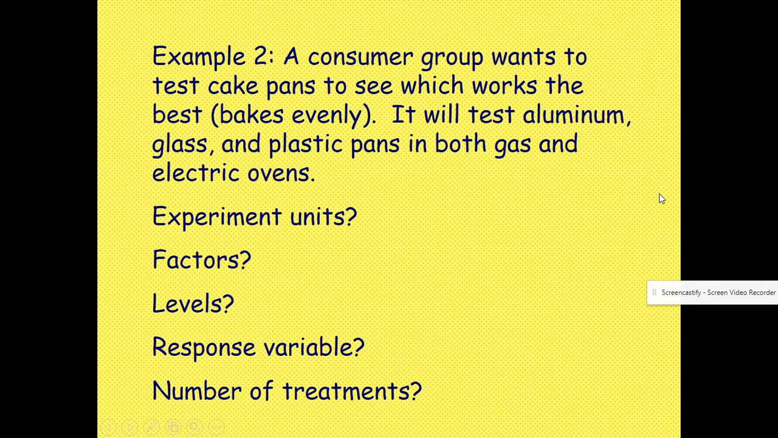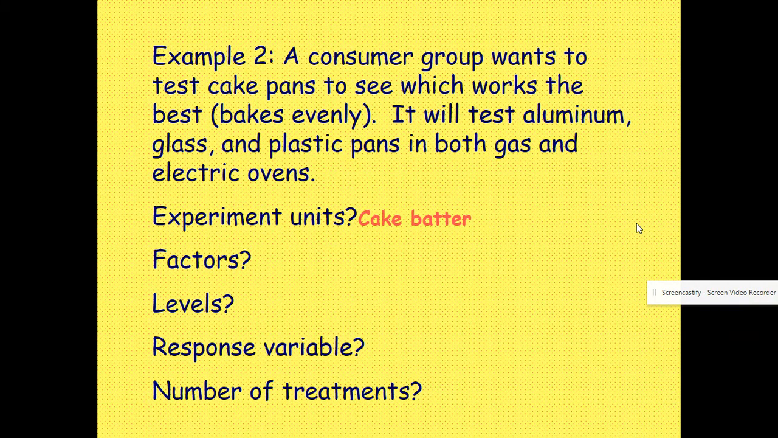So here a consumer group wants to test cake pans to see which works the best. It tests aluminum, glass, and plastic pans in both gas and electric ovens. I like to think about this one out of order. What is our response variable? The evenness of the bake. So what are our experimental units? What are we testing to see the evenness of the bake? The cake batter. And that's why that one's kind of weird at first.